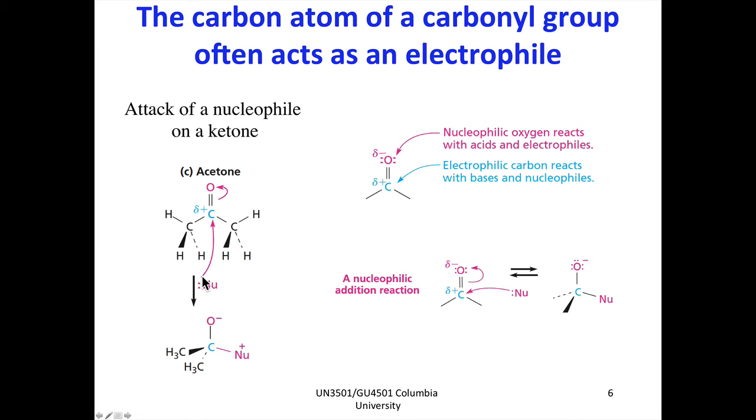And again, a nucleophile could attack a ketone, for example. We'd push the electrons from the carbonyl group onto the oxygen, and now we would have this tetrahedral intermediate where the ketone carbonyl is now just a carbon-oxygen single bond. There's a negative charge on the oxygen, and the nucleophile has formed a new bond with that carbon. So we see this kind of reaction many times in biochemistry.